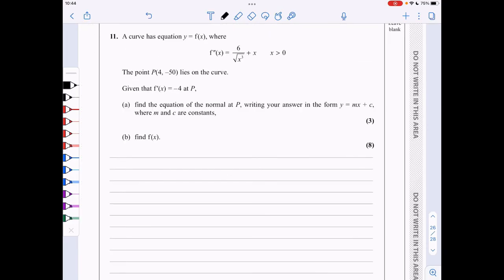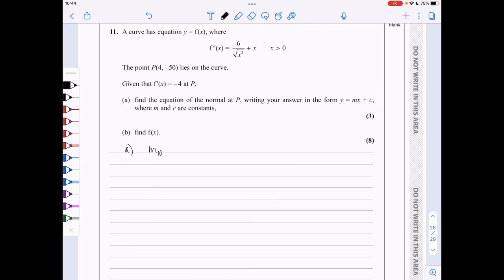In 11, we've got the curve with equation y is f of x, and we're being told that the second derivative is this. In addition, we are told that the point P with coordinates 4, minus 50 lies on the curve, and the gradient at this point is negative 4. We need to find the equation of the normal at P, giving our answer in the form y equals mx plus c. So we know that the gradient of the tangent is negative 4, and therefore the gradient of the normal should be a quarter. We flip and we change the sign.